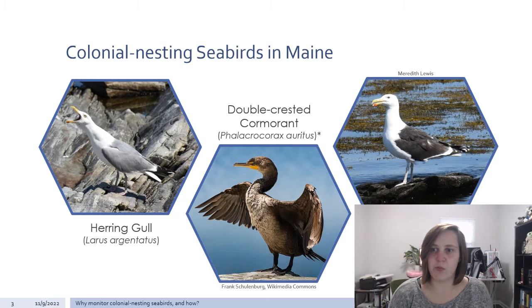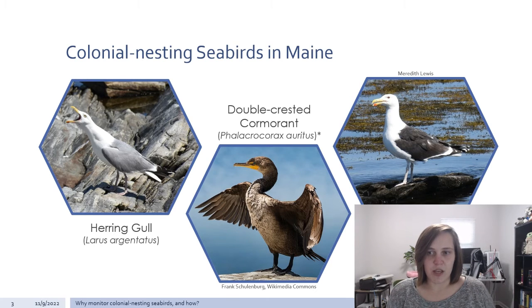So colonial nesting seabirds like herring gulls, double-crested cormorants, and great black-backed gulls, like you would see here, are birds that are extensively using oceanic and coastal resources and nest in groups of two or more birds. They may nest in colonies of single or multiple species, and they're highly sensitive to shifts in ecosystem conditions, which makes their individual and colonial success potential indicators for marine and coastal environments.